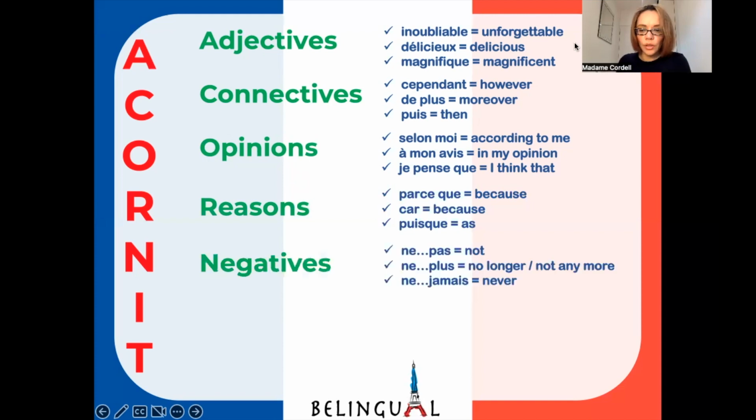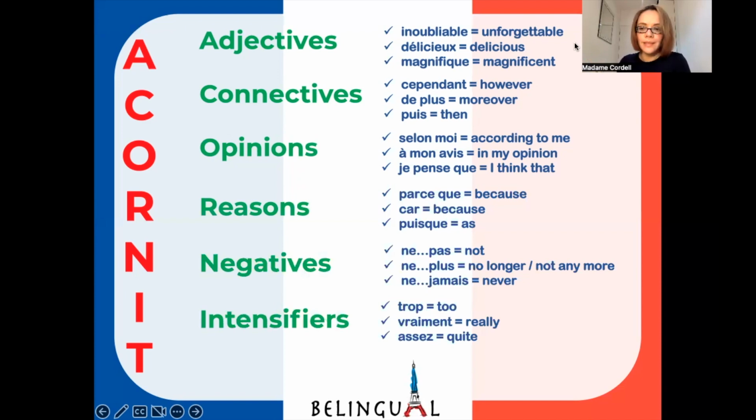Use a negative structure at least once, especially in essay 1. I would recommend using it twice in the second question though. So you can use ne pas, ne plus, ne jamais, ne rien, ne personne, peu importe.